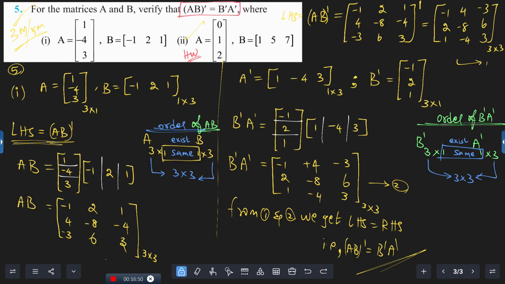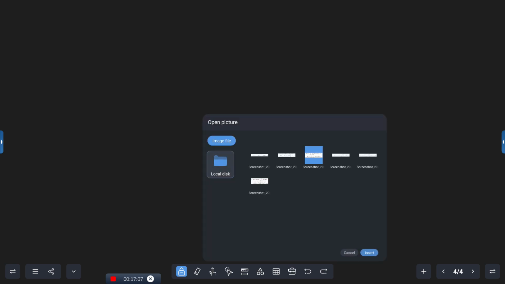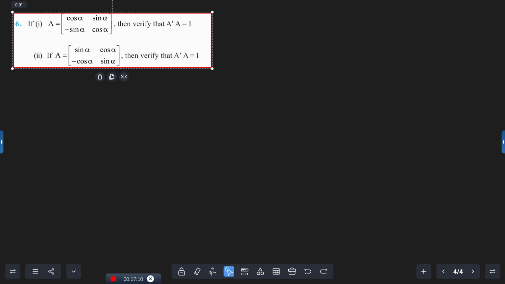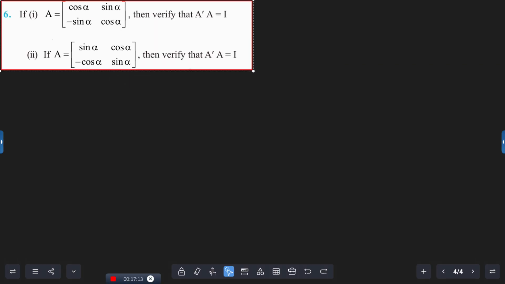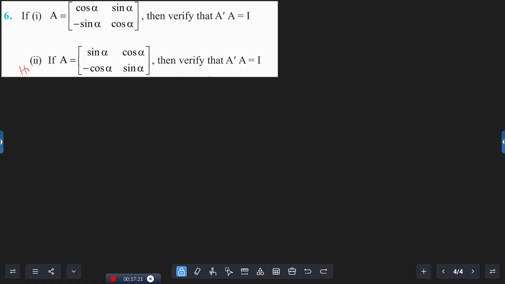Right. Can I go to the next one? 6th Roman. Have you done, children? Right. 6th one we are moving. 6th one also has the same pattern, 2 questions. So which one will you take? You tell me. Same. Second one you will be taking. So same only: A dash A, if you multiply, you want to get the identity matrix. Okay. So first one we are moving.